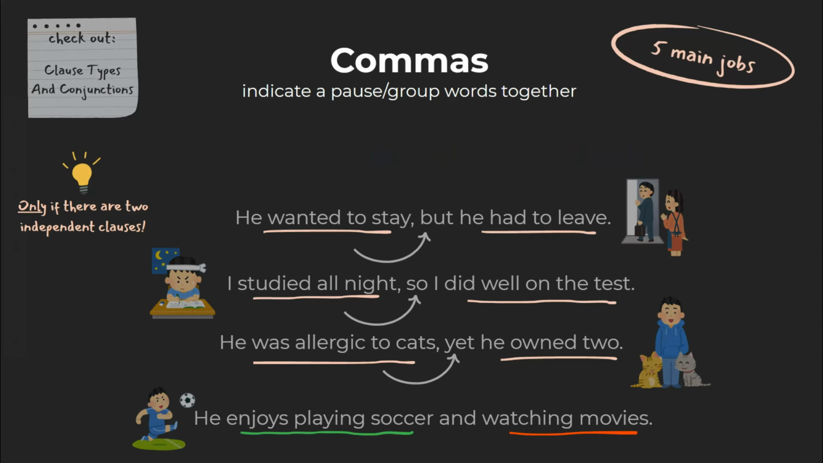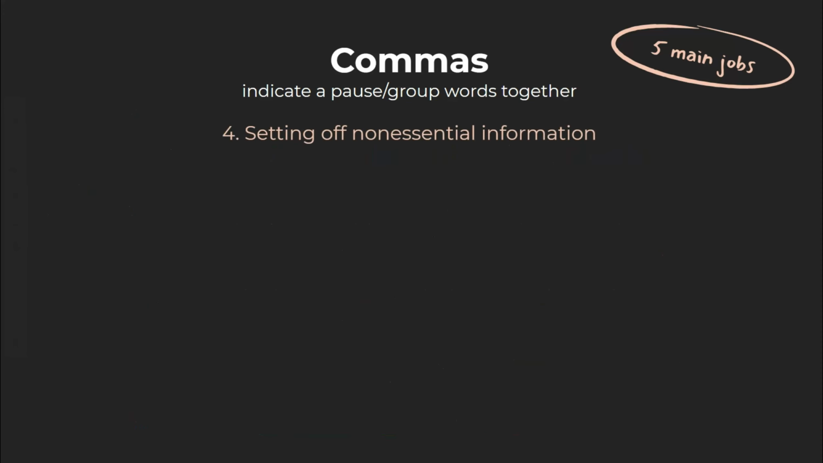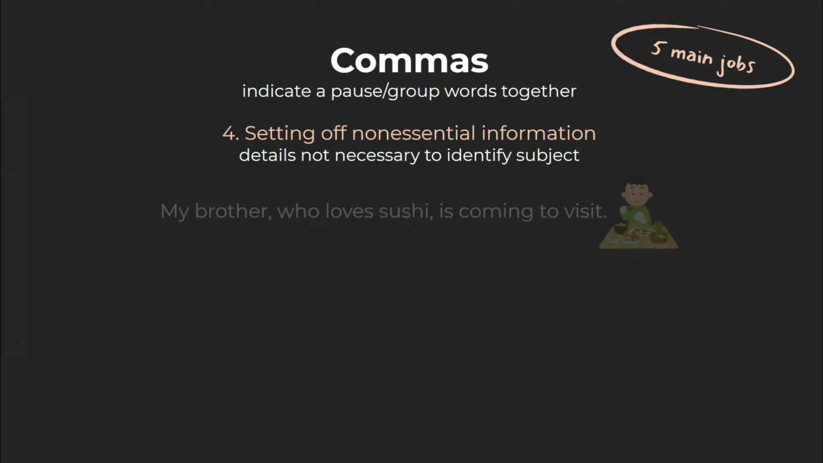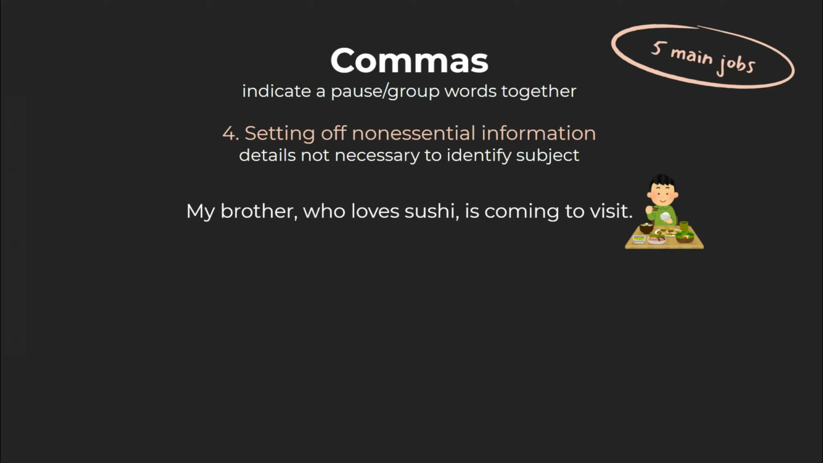Number 4. Setting off non-essential information. When a part of the sentence adds extra detail that isn't necessary to identifying the subject, we use commas to set it apart. For example, "My brother, who loves sushi, is coming to visit." The phrase "who loves sushi" gives us extra detail about the brother, but the sentence would still be complete without it. "My brother is coming to visit."